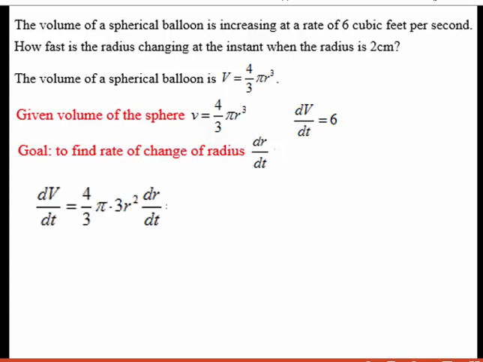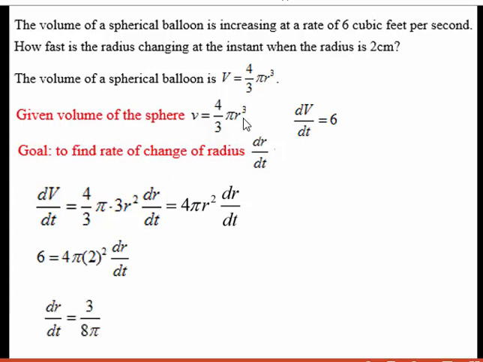So we take the derivative with respect to t. We get dV/dt on this side. I use uppercase V here. And then the derivative on this side: 4/3 pi is a constant, and r cubed gives me 3r squared dr/dt. Now we plug in all the information we have and simplify for dr/dt, which is 3/8 pi. We are done with this problem.